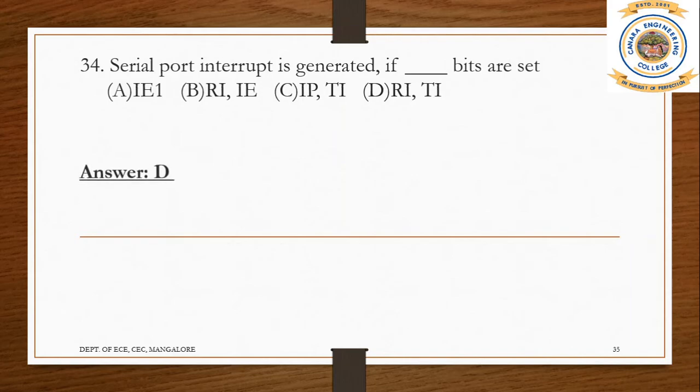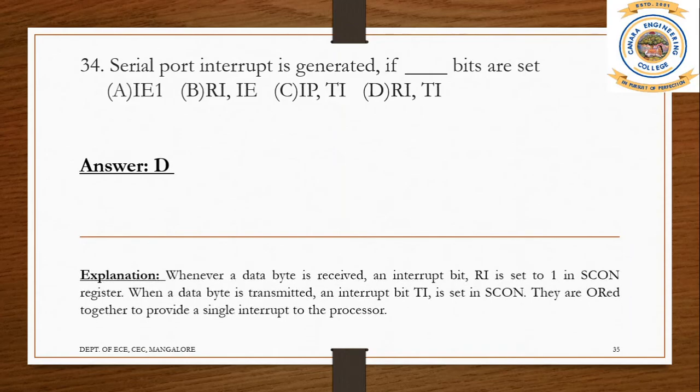So serial port is directly dealing with receive interrupt and transmit interrupt, receiving and transmitting, right, serially. So answer is D. Okay, so whenever a data byte is received, means when I finish receiving data in serial communication, the receive interrupt will go to 1 automatically. And this RI and TI you will find in SCON register. SCON stands for serial control register. So this RI and TI you will find inside that register.